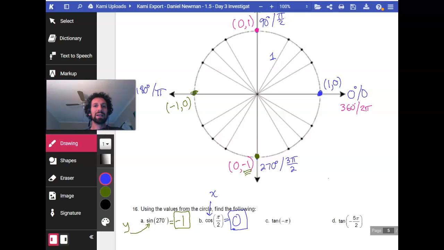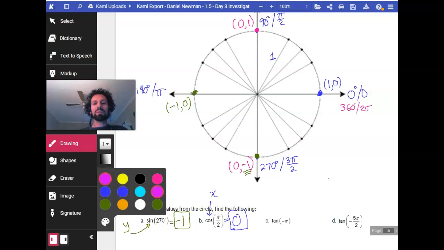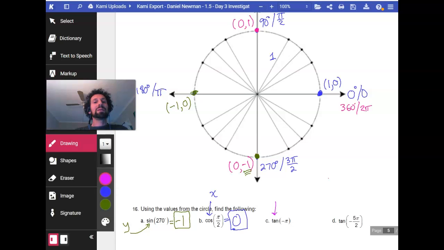Let's go on to the next one. And in the following problem, we're dealing with tangent. And remember, tangent is our y-coordinate divided by our x-coordinate. Because we don't have a triangle, we can't use opposite side divided by the adjacent leg. We have to use the y-coordinate divided by the x, our trig definition for tangent. Well, -pi is going to be there. That's our angle for -pi. Well, that is pointing to this ray right here.